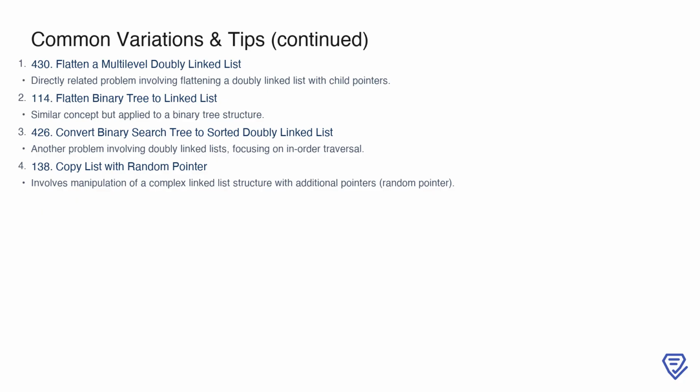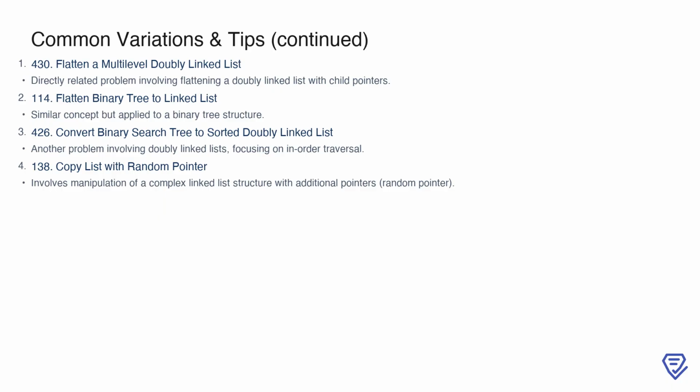This problem also connects to several related problems that can help reinforce the concepts. For instance, problem 430 itself involves flattening a doubly linked list with child pointers, making it a direct application of the techniques we've discussed. Problem 114, which involves flattening a binary tree to a linked list, is a similar concept but applied to a tree structure instead of a doubly linked list.